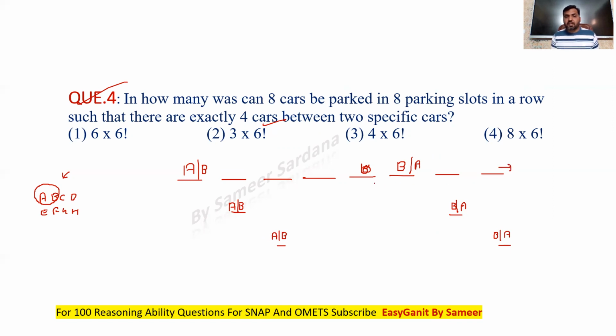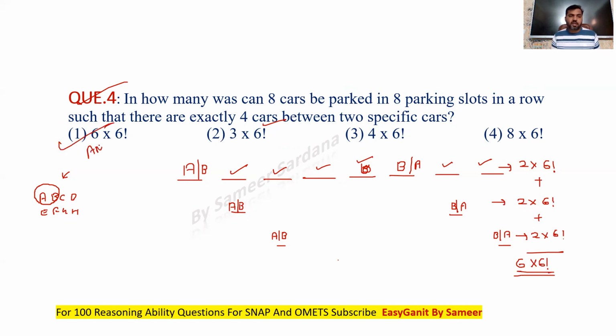Now, in this particular case, these 2 cars, A and B, can be arranged in 2 factorial ways, that is in 2 ways, multiplied by the rest of the 6 cars. There is no condition that I'm supposed to follow. So the rest of the 6 cars can be arranged among themselves in 6 factorial ways. Similarly, in this case also, the total number of arrangements is 2 into 6 factorial. In this case also 2 into 6 factorial, right? So if I add them up, the answer would be 6 multiplied by 6 factorial. Option 1 would be the correct answer to the question.